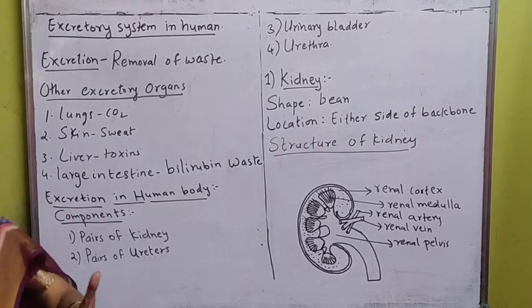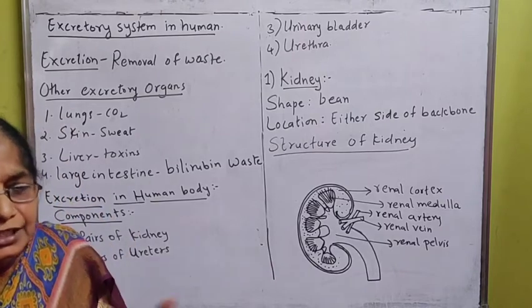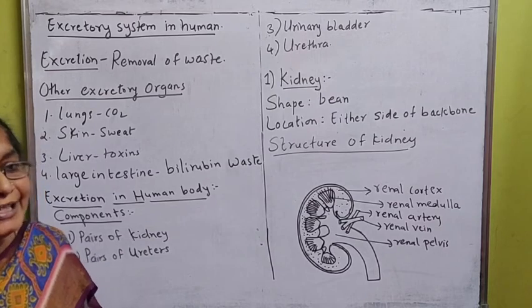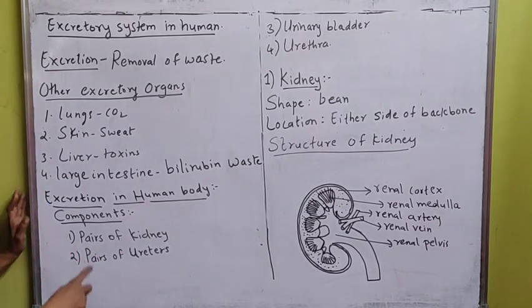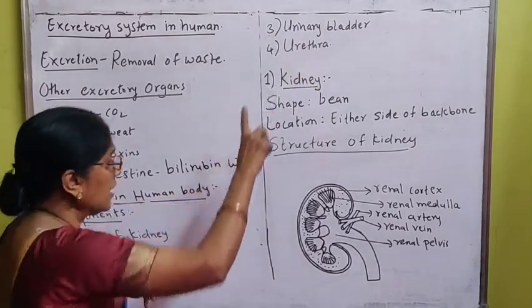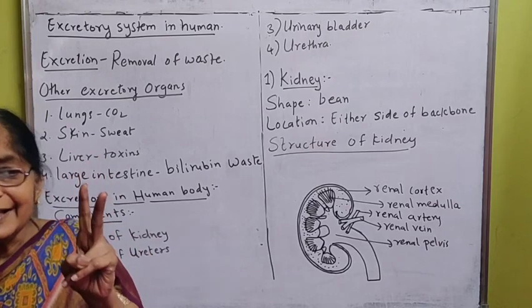In our body, excretion takes place through a specialized system which is called the excretory system. So which are the main components of the excretory system? Pair of kidneys, pair of ureters, urinary bladder and urethra. What is meant by a pair of kidneys? It means we have two kidneys.